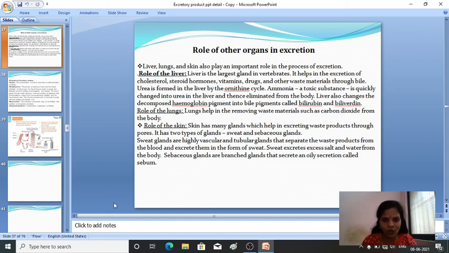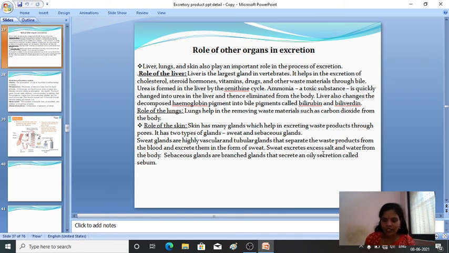We have already studied the role of the skin, sweat glands and sebaceous glands. Skin has many glands which help in excreting waste products through the pores. It has two types of glands: one is the sweat gland and the other is the sebaceous gland. Sweat glands are highly vascular, tubular glands that separate the waste products from the blood and excrete them in the form of sweat. Sweat excretes the excess salt and water from the body. So keep this in mind.